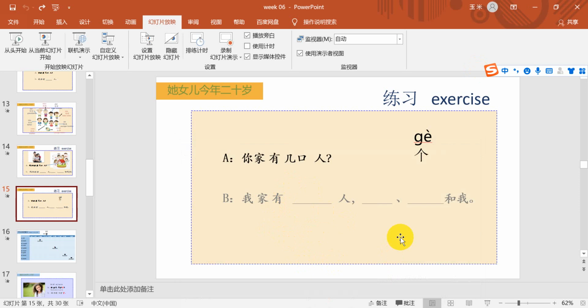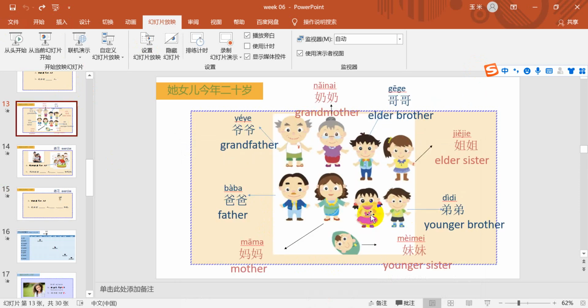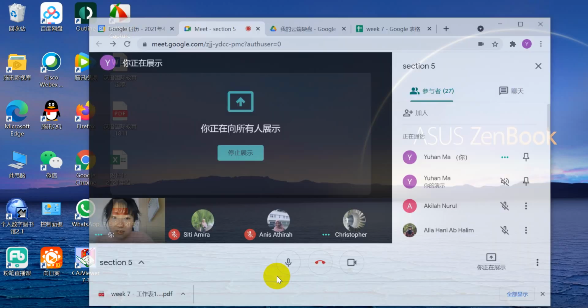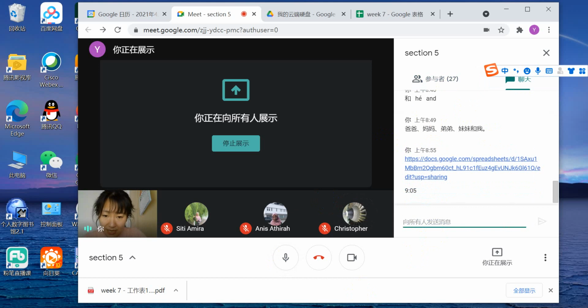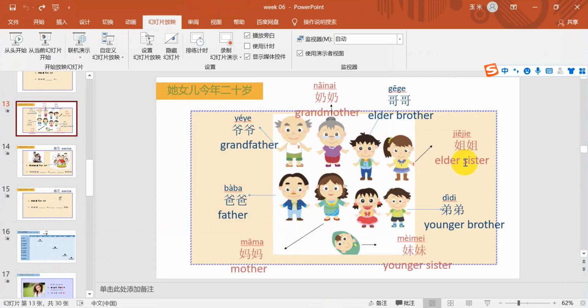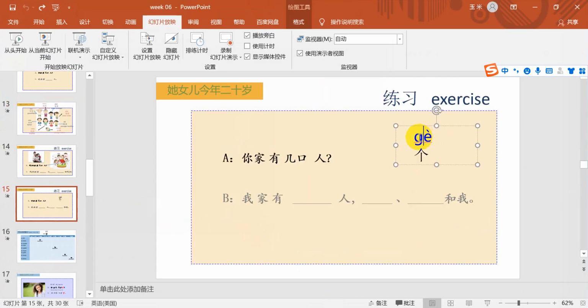你家有几口人？我家有5口人。Who are they? 爸爸、妈妈、弟弟、小弟弟、我。Oh yeah, okay. So maybe you have two younger brothers. Now for this one, I put the word 个 here.